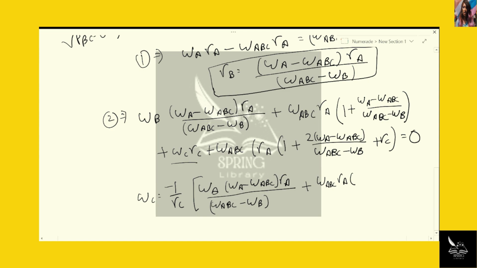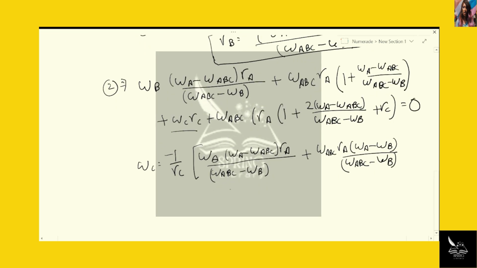So omega ABC and minus omega ABC cancel, so you are left with omega A minus omega B divided by omega ABC minus omega B, and then finally plus omega ABC RA, and then the denominator is all omega ABC minus omega B. On the numerator we have got omega ABC, then minus 2 omega ABC, so there will be a minus omega ABC, then we have 2 omega A minus omega ABC, and then minus omega B as well.